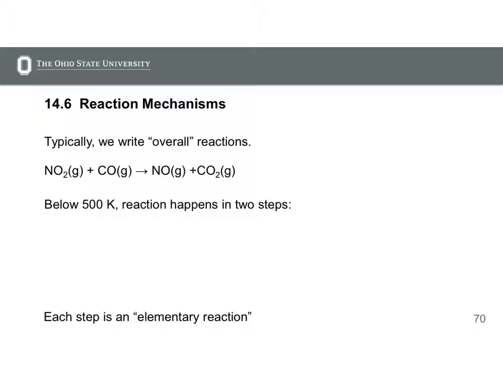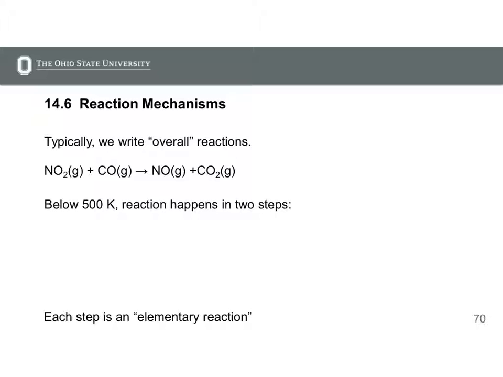Okay, so we're now on to 14.6 in your textbook. So this is reaction mechanisms. So far, until this point, minus a few things if you've taken 1210, we've simply been looking at overall reactions. So this is an example of an overall reaction. We have NO2 plus CO forms NO plus CO2 all in the gas phase. But in reality, that's not just a single step reaction.